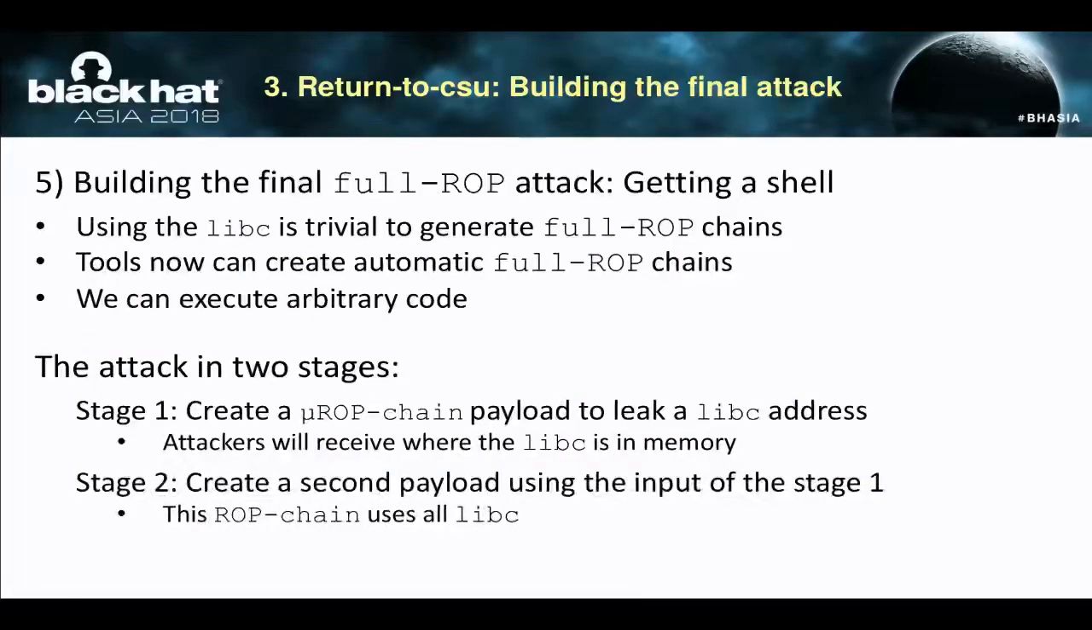So how can we build a final attack? Now we have libc. It's trivial to generate any kind of full ROP chain attack, and this basically allows us to execute arbitrary code. We can see this attack as two stages. The first stage is to create a micro ROP payload to leak where this write is in memory, and then the attacker will receive where libc is located in memory. Actually, where this write symbol is in memory, but write is a constant offset from the base where libc is in memory. And the second stage uses this to create a full payload.